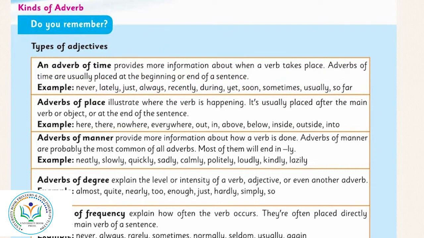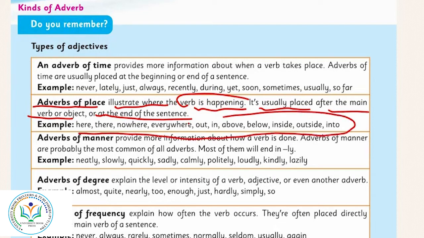Now let's discuss the adverbs of place. Adverbs of place illustrate where the verb is happening, where the action is happening. It's usually placed after the main verb or object or at the end of the sentence. ये आपके adverb of place हैं जो कि main verb के बाद या object के बाद आते हैं या sentence के बिल्कुल end में, जैसे कि here, there, nowhere, everywhere, out, in, above, below, inside, outside, into. It tells you where the action or the verb is happening.